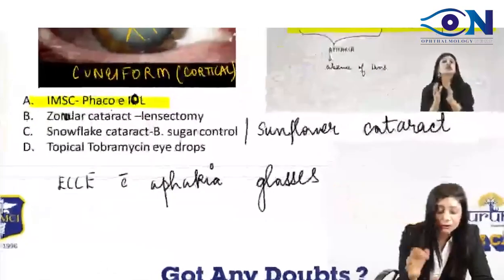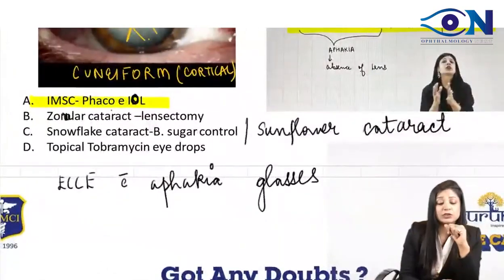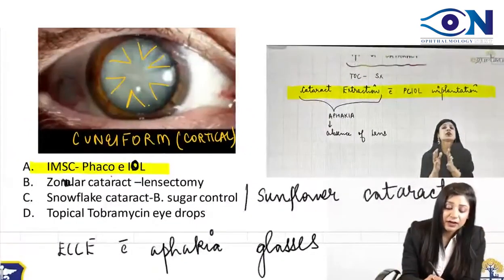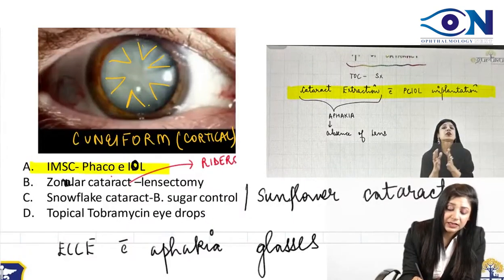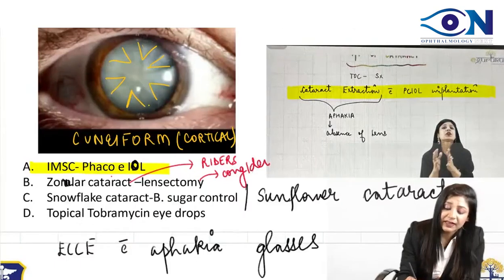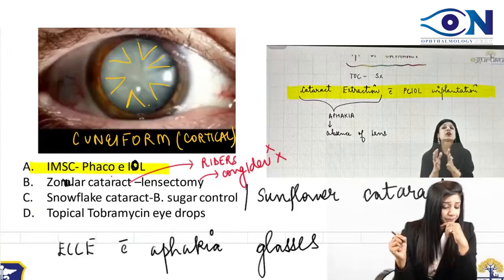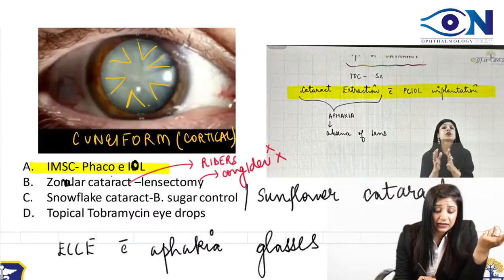Right now they had given so many other options also. They have given you, I think, zonular cataract. Now zonular cataract will be giving you the riders, the spokes of wheel like opacity, plus the zonular cataract will be the congenital or the developmental cataract. Therefore it cannot be the option. So this is again very clear cut.